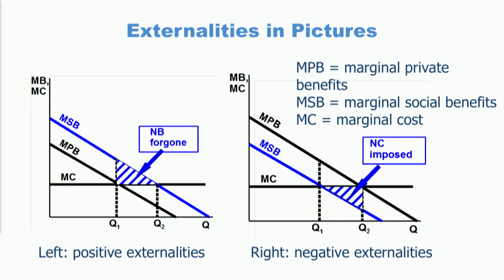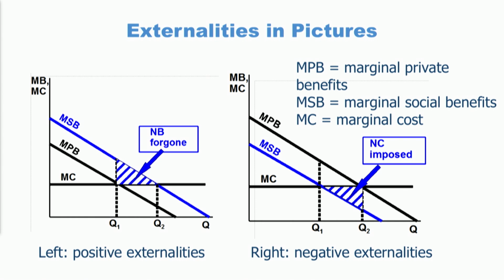If we look at these types of arguments in pictures, on the left side, we see an example of positive externalities where the marginal social benefit curve in blue is above and to the right of the private benefits that people have to pay for. So the social benefit curve includes benefits that people are not paying for. The market, left to its own devices, would be at Q1.